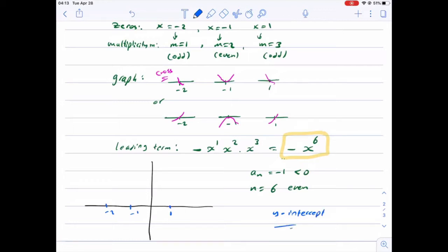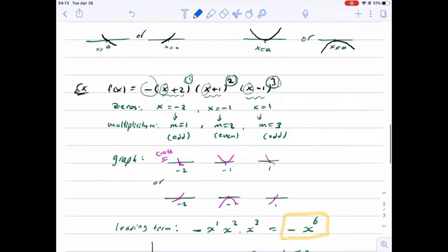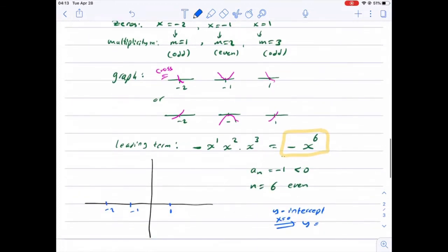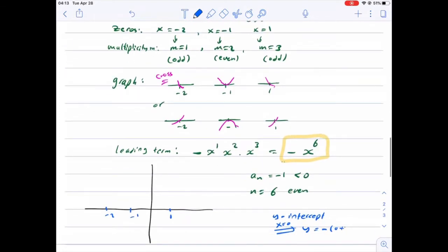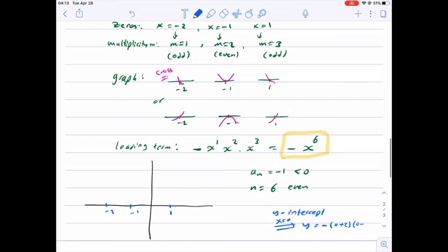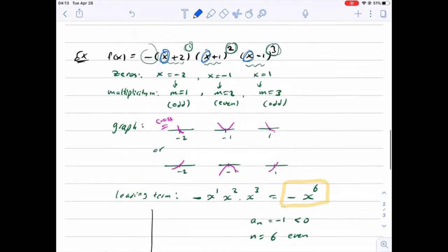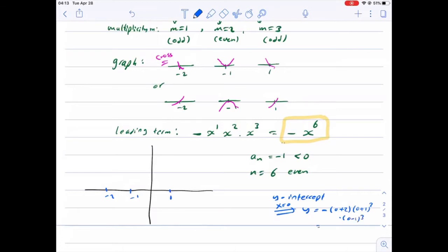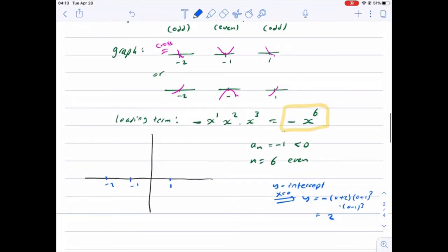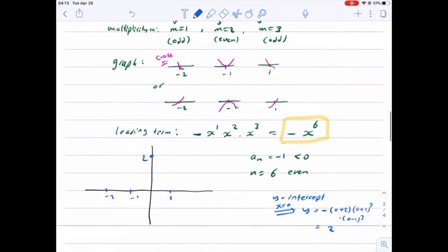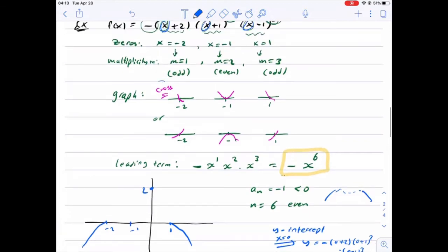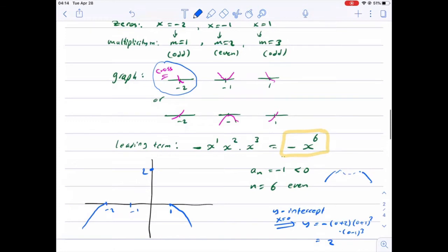For the y-intercept, we set x equals 0. When x equals 0, y is equal to, now just substitute x equals 0 here. You get negative 0 plus 2, 0 plus 1 squared times 0 minus 1 cubed, and that is equal to 2. So y equals 2 is here. Now the end behavior looks like this, so the graph looks like this from here and from here. Now at negative 2, the graph crosses the x-axis because the multiplicity is odd.